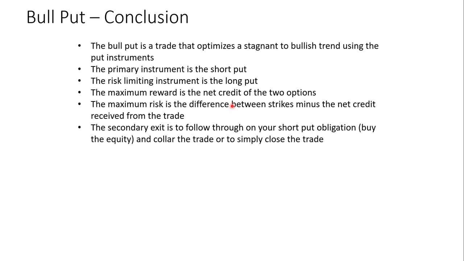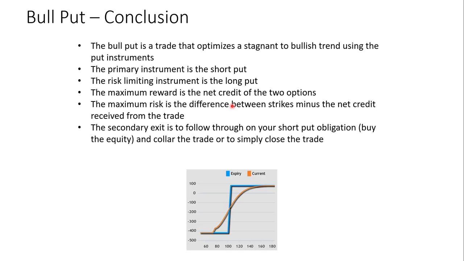A secondary exit, follow through on your short put obligation, i.e. buy the equity, and then move into what's called a collar trade, or to simply close the trade. Once again, graphical representation of a P&L. Short put on the right, long put on the left. The blue line is the expiration valuation. The beige line is the current valuation of this trade.